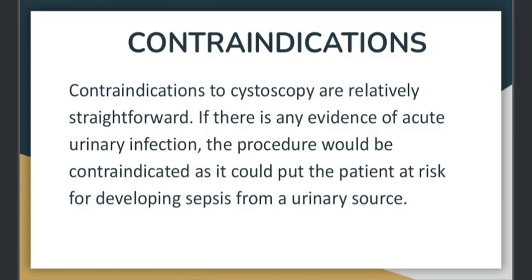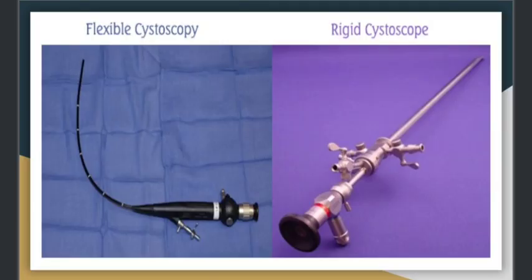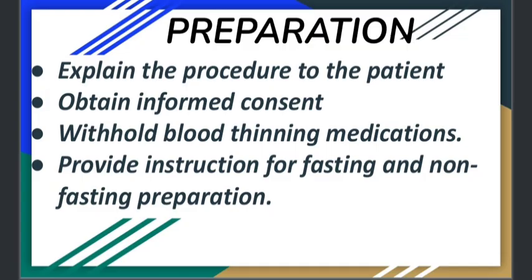Now let's see the contraindications. Contraindications to cystoscopy are relatively straightforward. If there is any evidence of acute urinary infection, the procedure would be contraindicated, as it could put the patient at risk for developing sepsis from a urinary source. As you can see, the equipment used are light head, camera, irrigation tube, bridge, sheath and lens. Flexible cystoscopy instrument is very flexible, whereas in rigid cystoscopy, the instrument is straight, which cannot be bent.